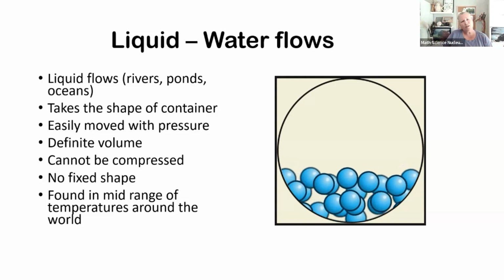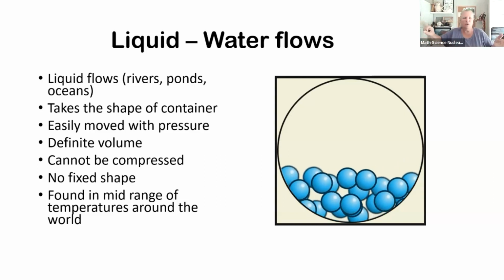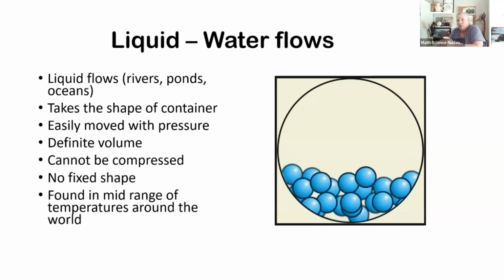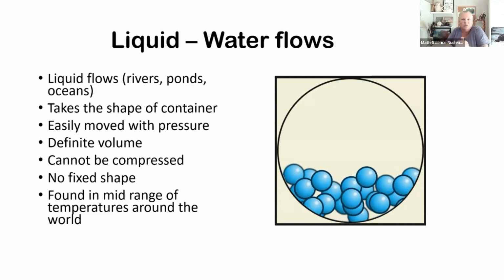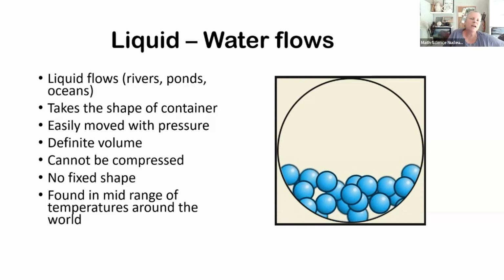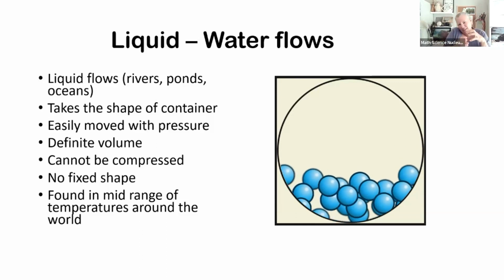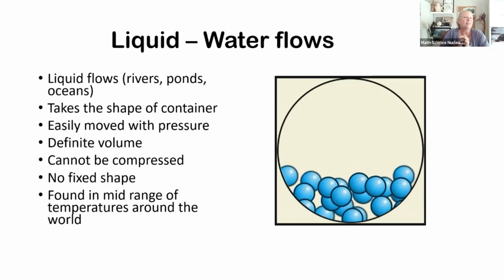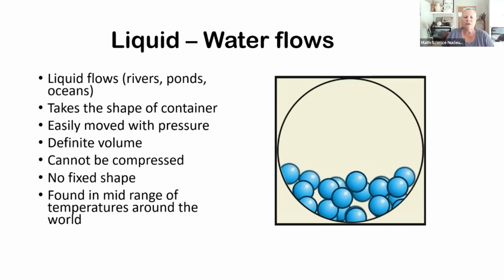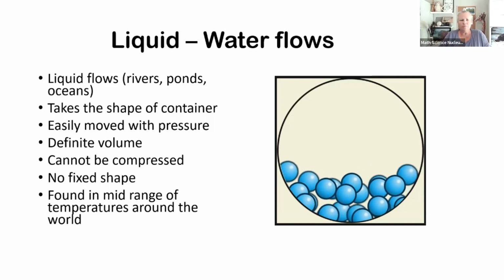And then it also is easily moved with pressure. So if you've ever spilled water on a table, you can kind of scooch it out, and then you can collect it up or use a sponge, and that's the pressure we're talking about, how it'll move some. And it has a definite volume. Again, you can't really compress it down anymore because it still has its volume and takes up space. So again, it doesn't have a fixed shape though. So again, the water that we have, we can find it at mid-range temperatures all over our planet.